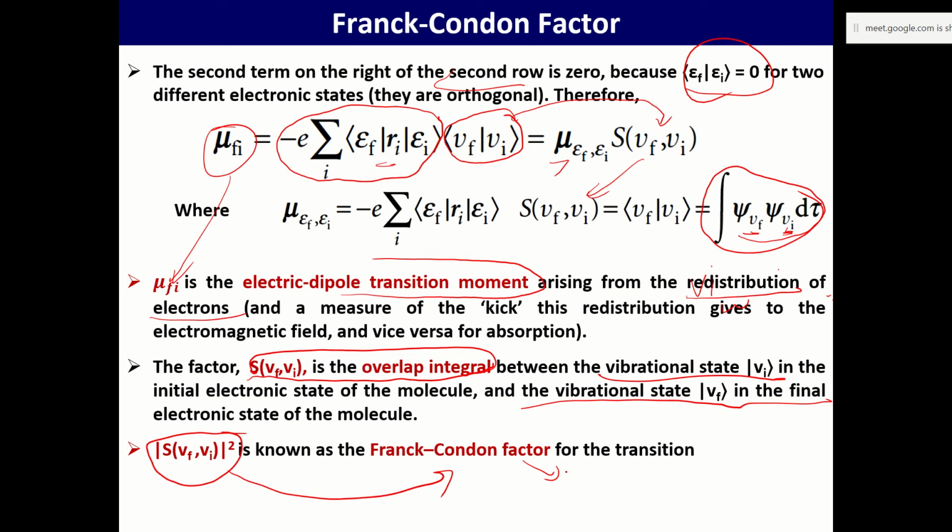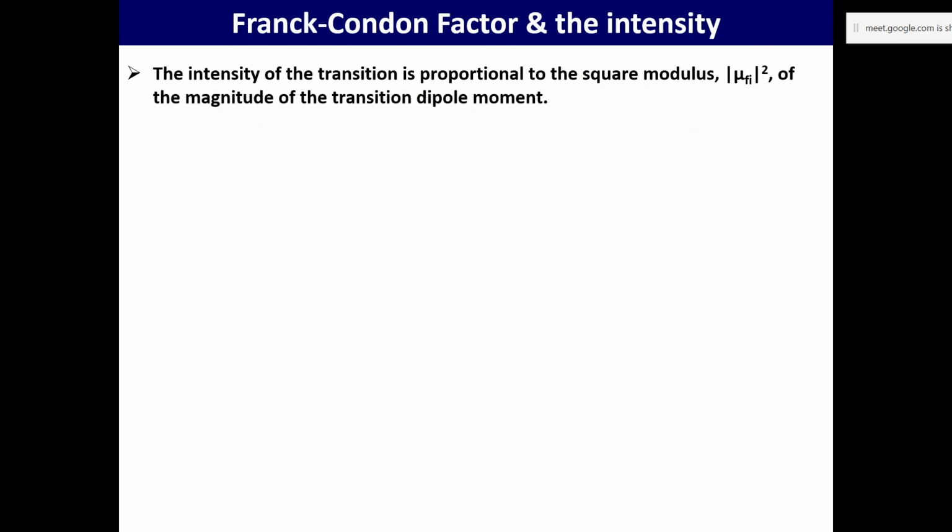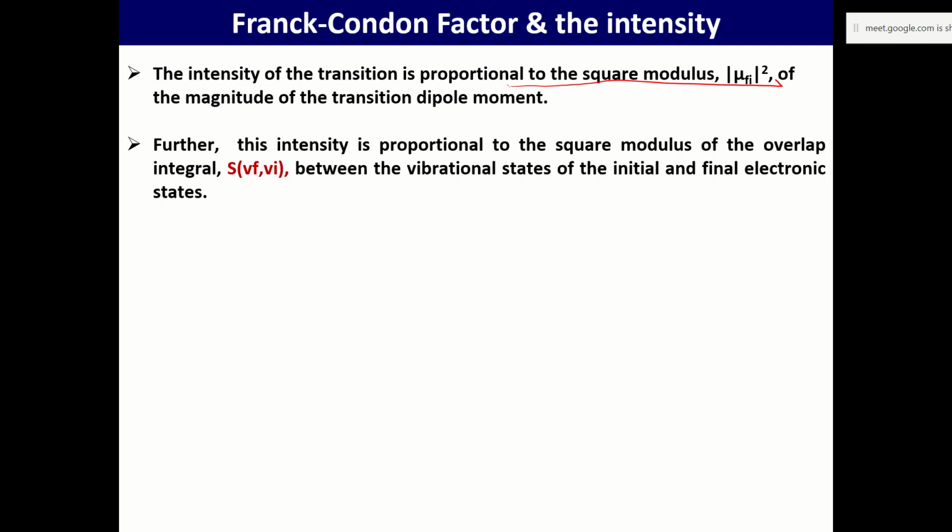Okay, so we'll have more discussion on that. Remember, the intensity of a transition is proportional to the square modulus of the dipole that is being developed, mu fi, so psi f psi i with this. That determines the magnitude of the transition dipole moment. So this intensity is proportional to the square modulus of the overlap integral that we have just discussed.